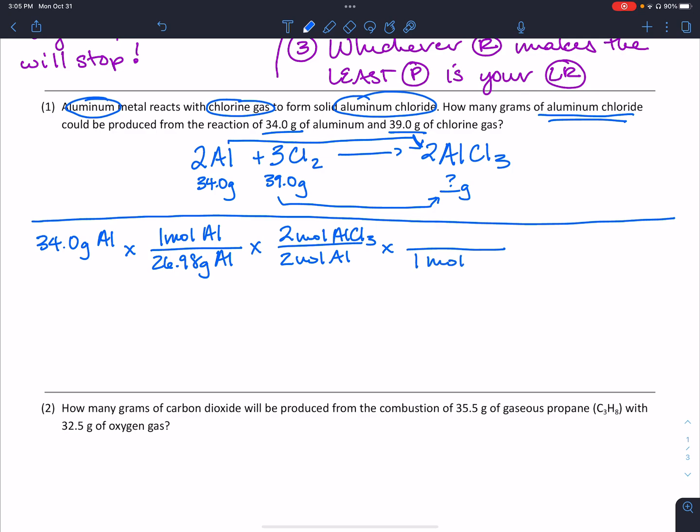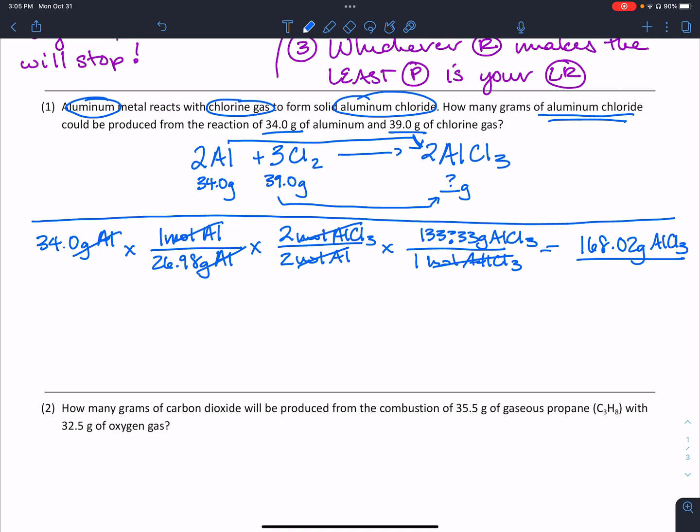I'm going to do the gram step here. So 1 mole of AlCl3 has a molar mass of 133.33 grams. All right, so I check my units. The moles of aluminum are going to cancel here, and we're left with grams of AlCl3. So I get 168.02 grams of AlCl3, and that's the amount of aluminum chloride that my 34 grams of aluminum can prepare.